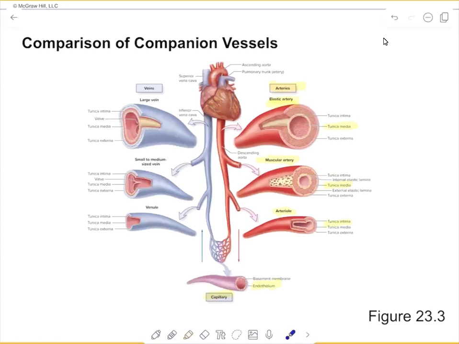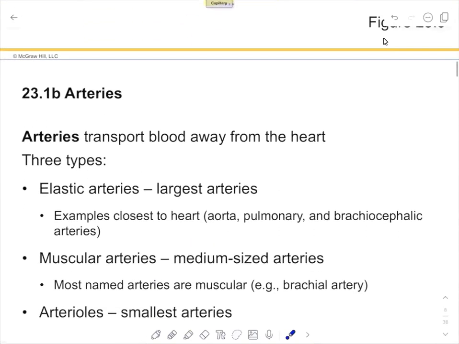And then as far as the veins, we have three different groups of veins, from venules to small to medium, and finally the large vein. Notice that all of them are going to have a thicker tunica externa than what the arteries have. The other important thing is that there are valves present in some of the veins, and that helps to ensure that blood is going in a unidirectional direction back towards the right side of the heart.